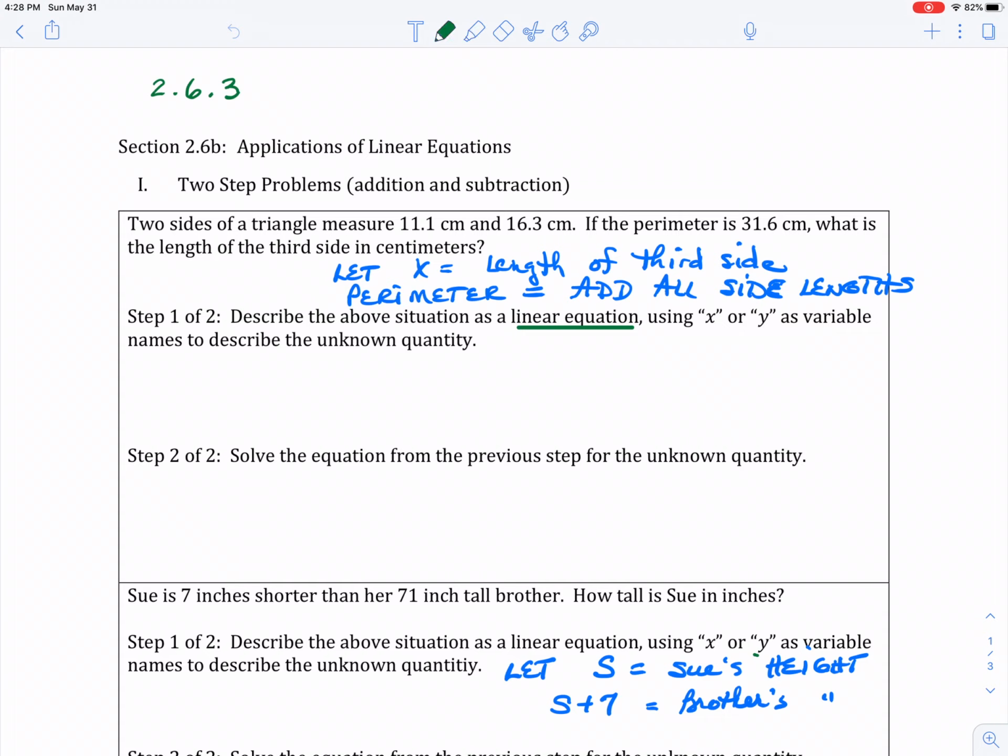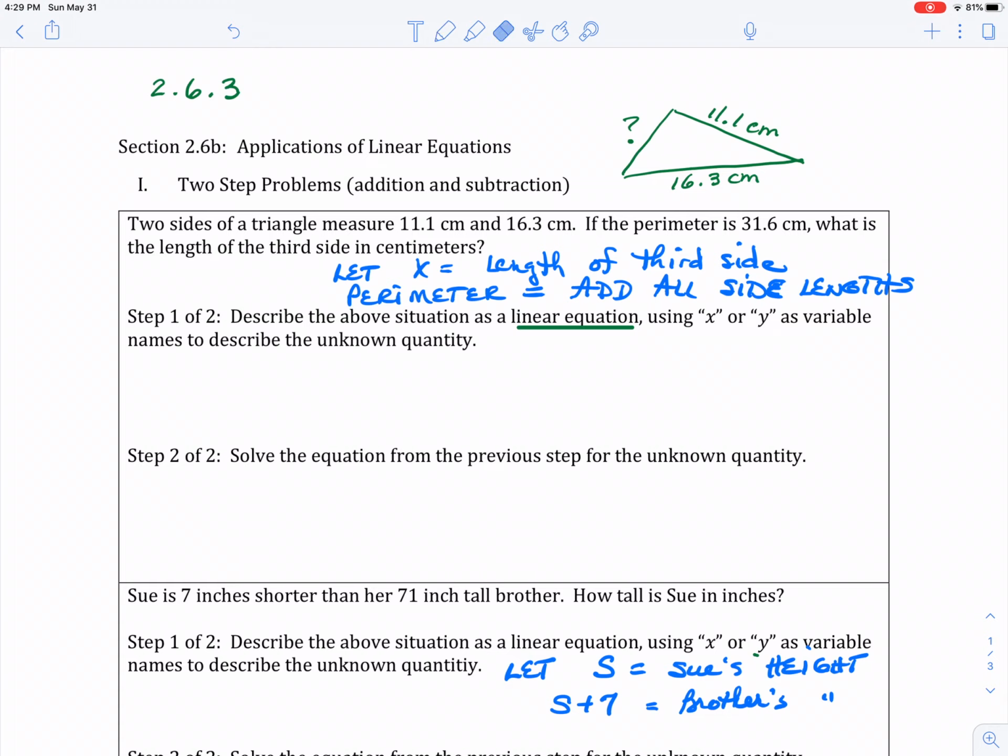Now, anytime I have something to do with a triangle, I always try to make a little sketch. Anything to do with geometry, really. If it's something where I can draw a square, a rectangle, a triangle, a circle, I try to do that. So one of the sides is going to be 11.1 centimeters, and the other one is 16.3 centimeters. And what you and I are trying to find is the length of that third side.